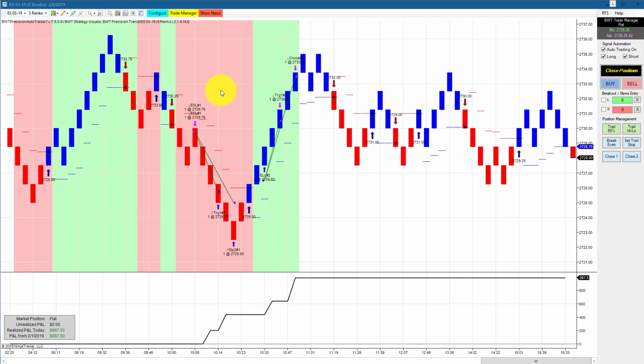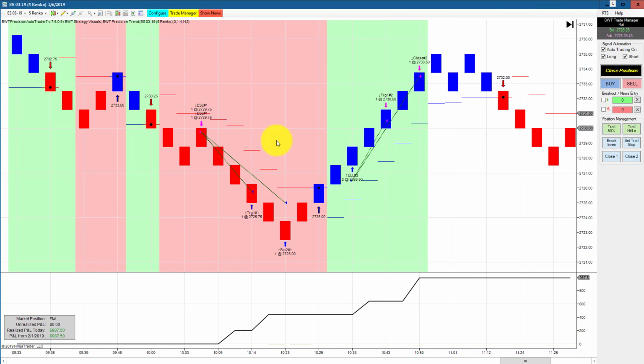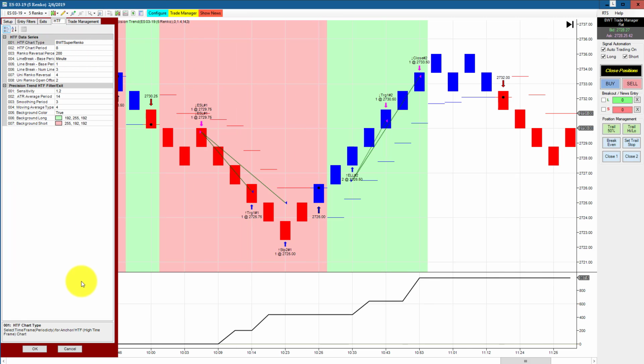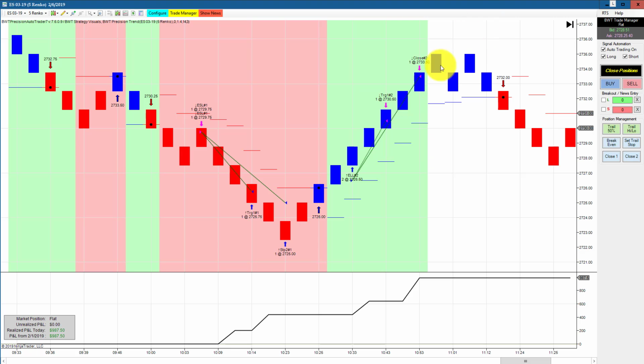Okay, the ES on just a regular 5 Renko chart, two back-to-back winning trades, and this has a higher time frame of Super Renko 8 on this one and a goal of 1,000. So this hit its goal and had one tick of slippage.